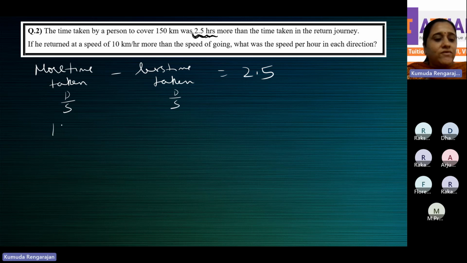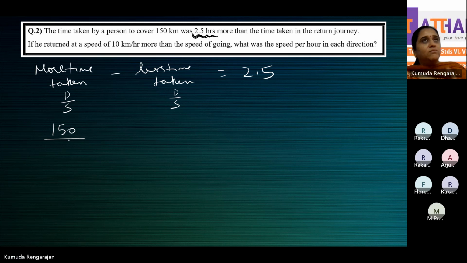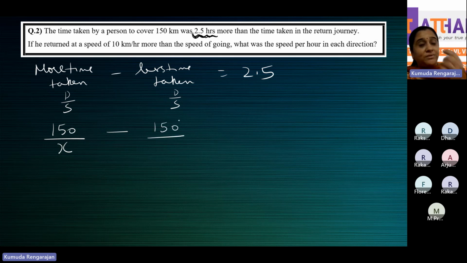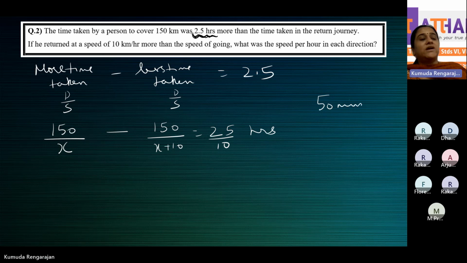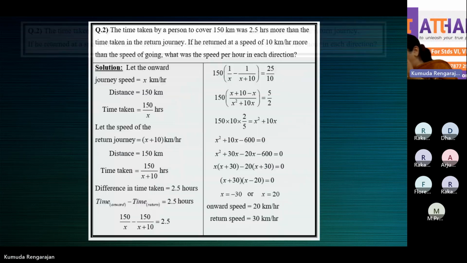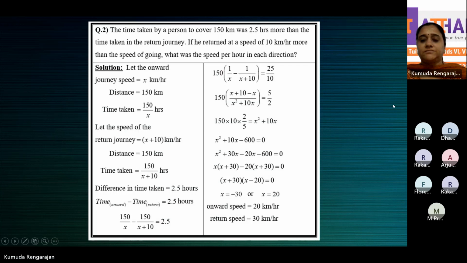Okay, what is the distance? 150 kilometers. By speed, more time, so less speed. So 150 by x minus, again distance by speed, 150 by less time, so more speed, x plus 10, is equal to 2.5 or 25 by 10. This is already in hours, so you don't have to convert. Earlier it was in minutes, 50 minutes, so we converted that to hours. So you can write 2.5 as 25 by 10. All right, do it. Please work, children.